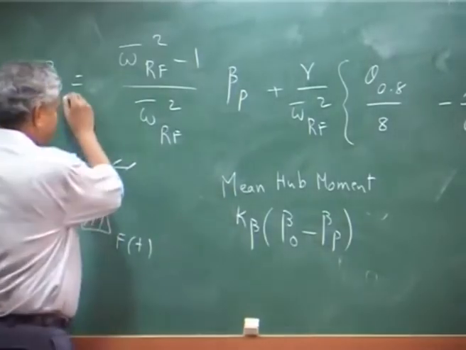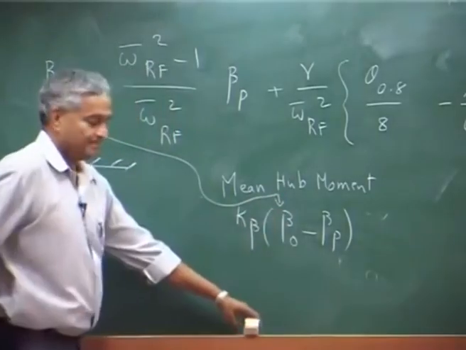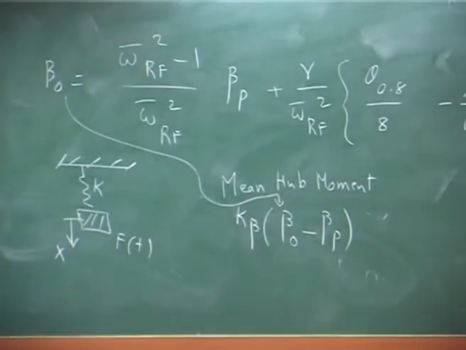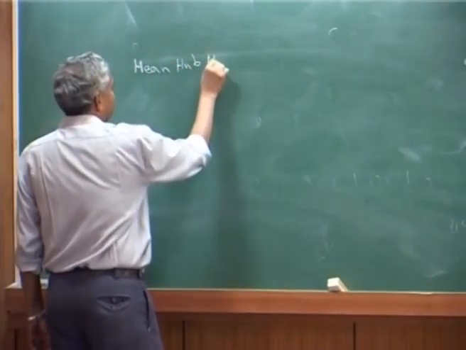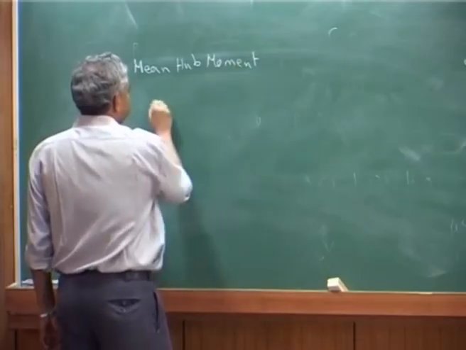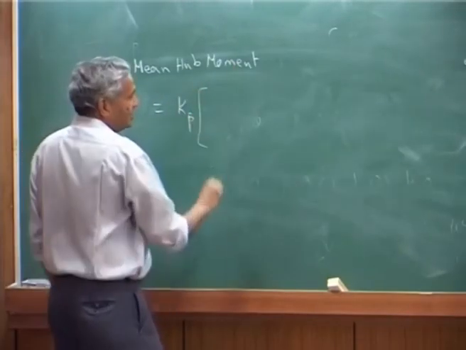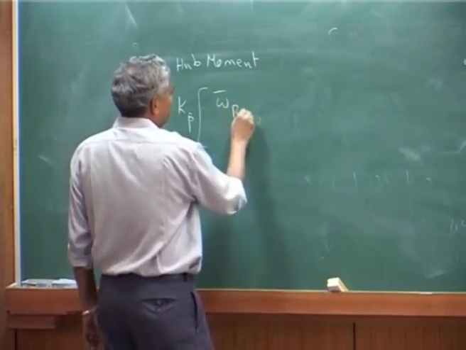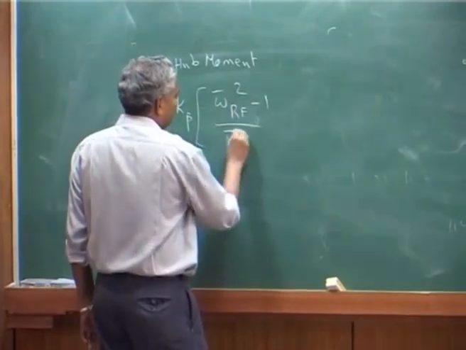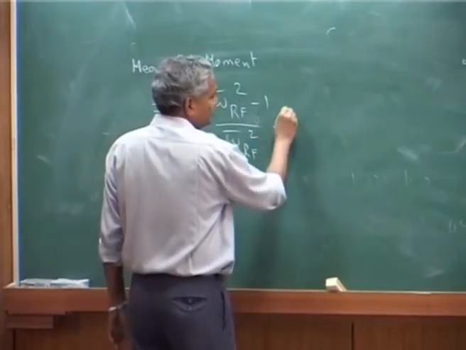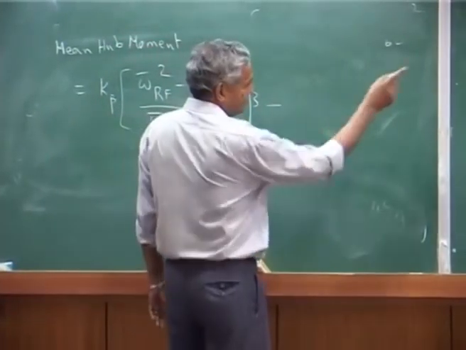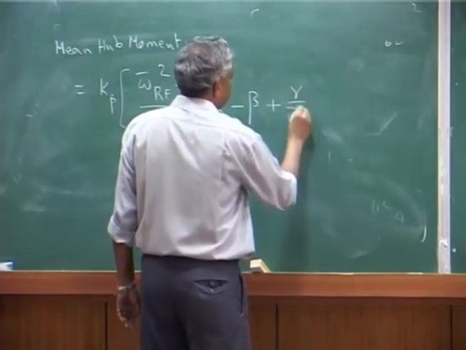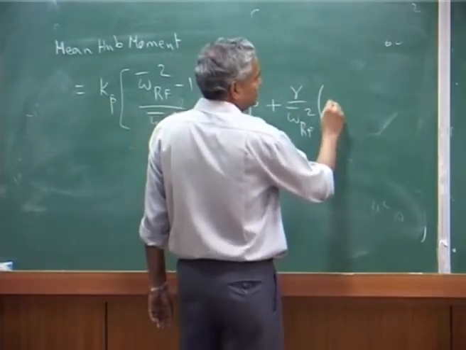Now, I substitute this beta naught here. If I substitute that, my mean hub moment will become k beta, you will have omega bar RF square minus 1 into beta p, 1 minus beta p, then of course, the other term plus gamma over into theta.